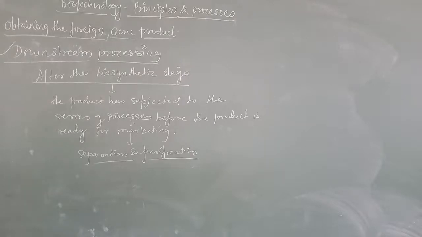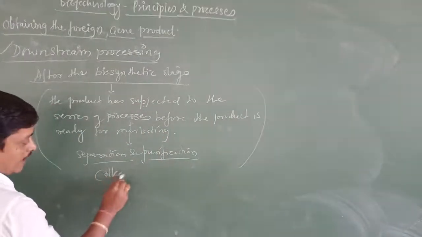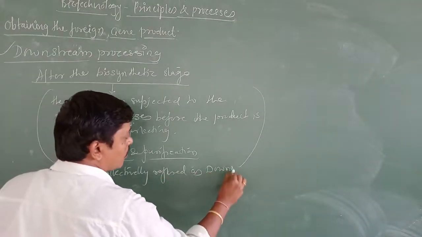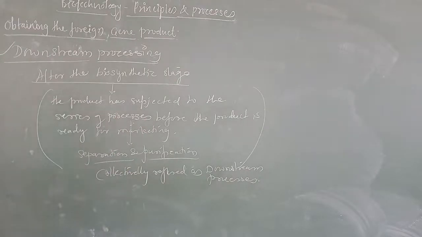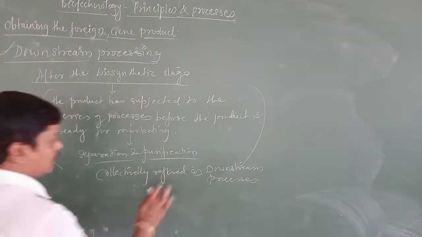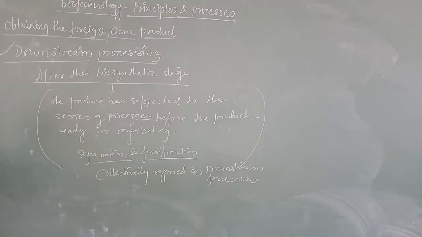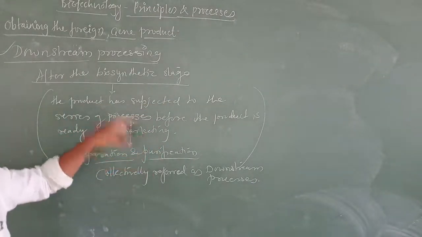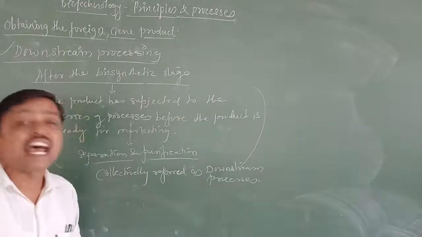Separation and purification, which are collectively referred to as downstream processing. Downstream processes are nothing but, after the biosynthetic stage, the product is subjected to a series of processes before it is ready for marketing. These processes consist of separation and purification, and all these are collectively referred to as downstream processing.